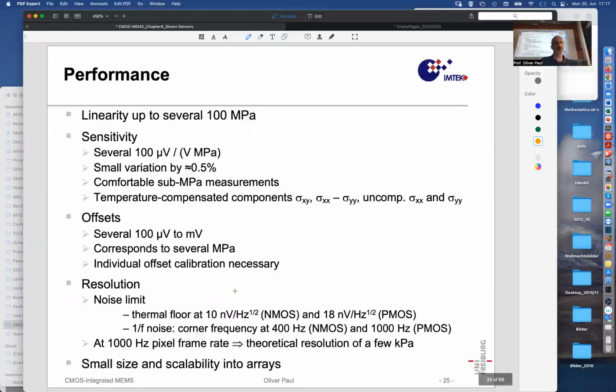So let me just summarize the performance of these sensors. So first of all, they can be used to measure stresses up to several hundred megapascal. And in mechanical sensors, this is the level of stresses that you get. They are highly sensitive with several hundred microvolts per volt per megapascal of sensitivity. They vary little among samples. They allow comfortable sub-megapascal measurements. So with hundreds of microvolts per megapascal, you can also go into the 100 kilopascal stresses and still measure tens of microvolt per input volt, and that's measurable.